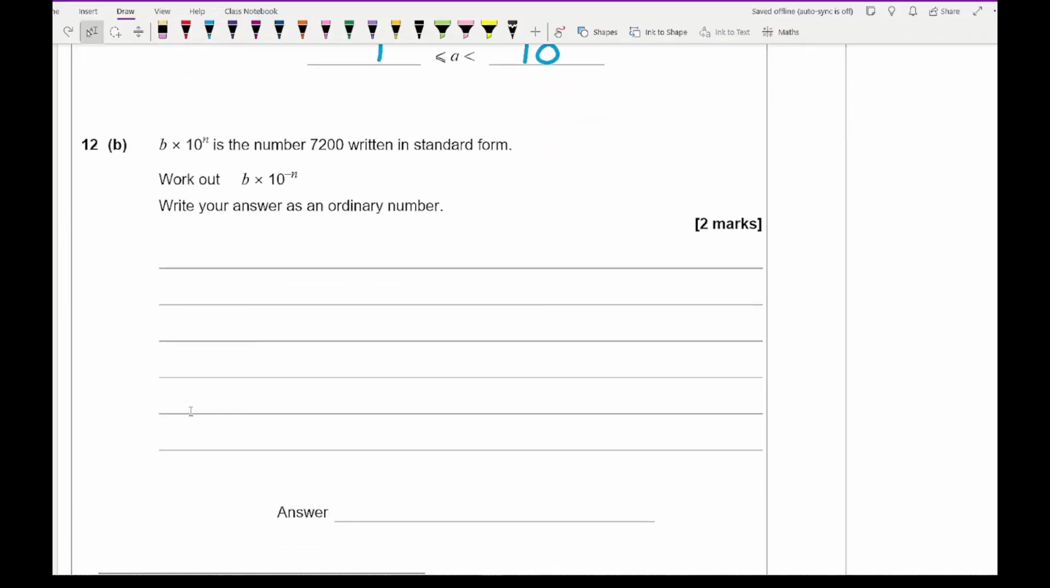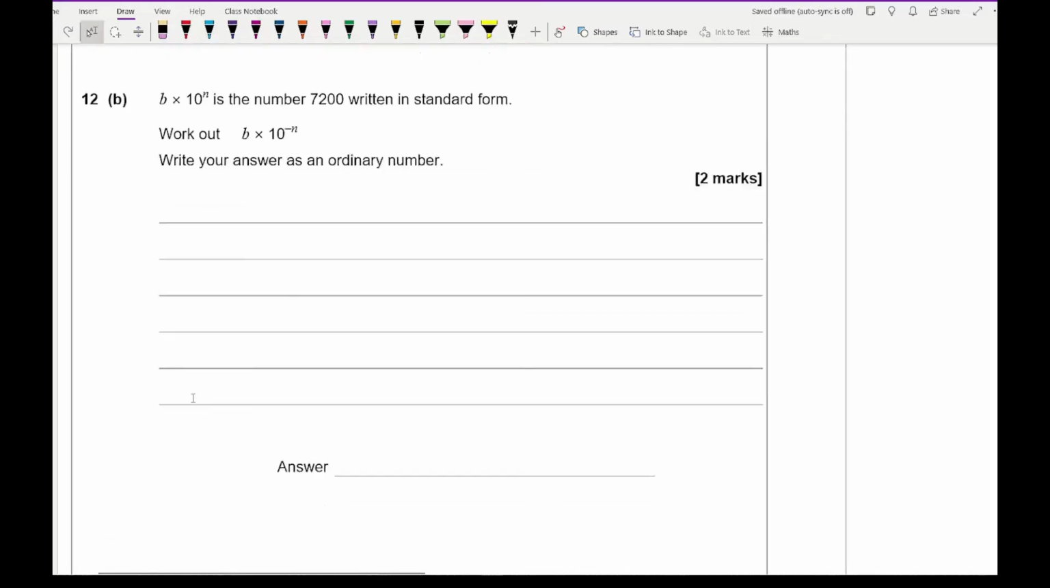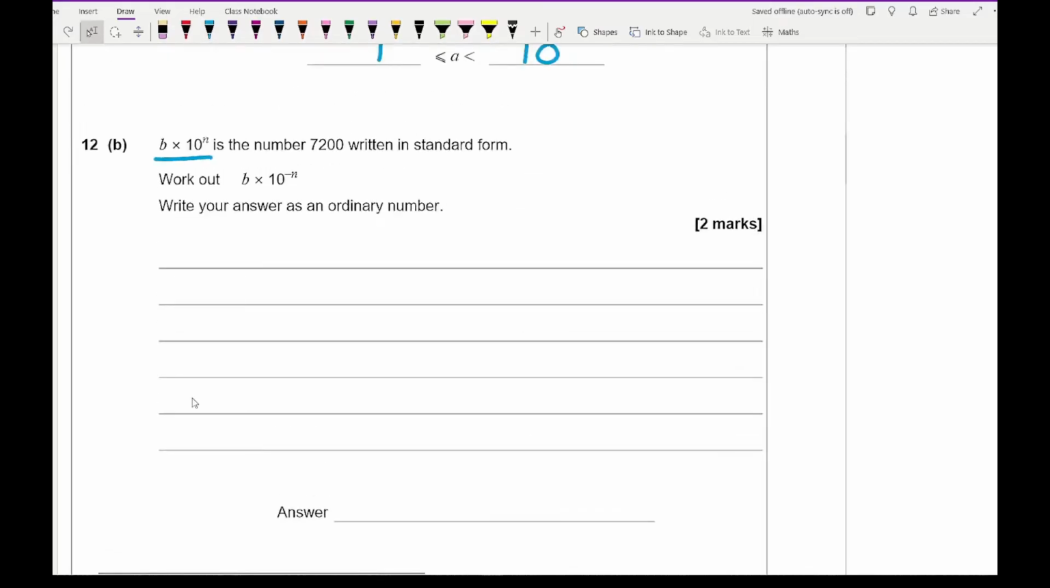It then says 12b, b times 10 to the power of n is the number 7,200 written in standard form. Work out b times 10 to the power of minus n. So if we first of all write 7,200 in standard form, 7,200 is 7.2 times 10 to the power of 3. So that therefore means that n is 3 and b is 7.2.